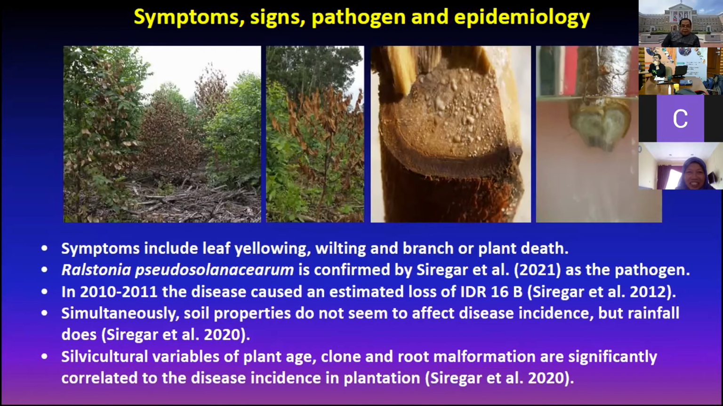The disease outbreak in 2010, 2011 caused an estimated loss of 16 billion rupiah, which is more than $1 million US. Soil properties do not seem to affect disease incidence, but rainfall does. Silvicultural variables of plant age, clone, and root malformation significantly affect or are associated with the disease incidence in plantations.